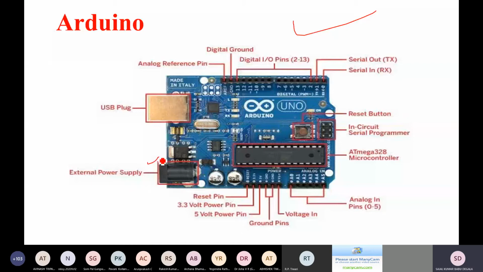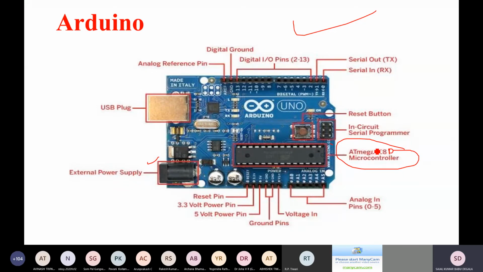This external power supply can be used when your programming part is completed and you are going to implement it in real time. There you can power the complete Arduino board with a 9 to 12 volt supply. You may use a battery or a cell, whatever you want. Then you can see here the Atmega 328P. Actually, it is a P, which is not mentioned here. Whatever Arduino board you get, I will show you the different types of Arduino board in the next slide.